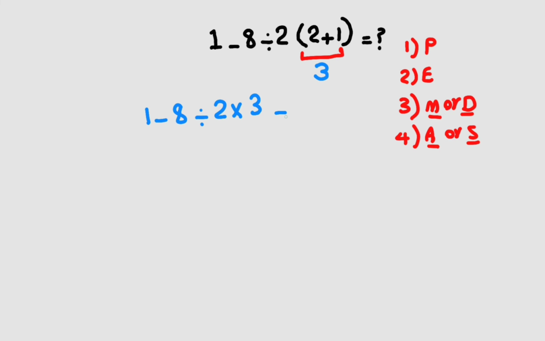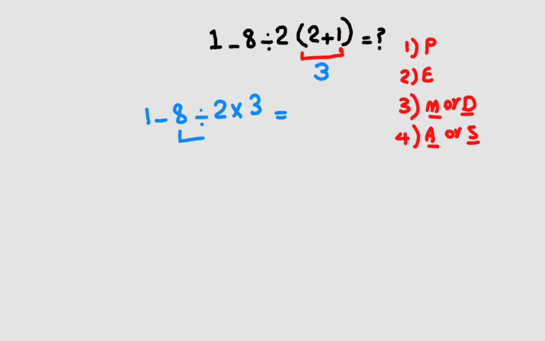Now, according to PEMDAS, this rule, division and multiplication have higher priority than subtraction, so we have to solve them first. And as we know, division and multiplication are equally important, so we have to solve from left to right.